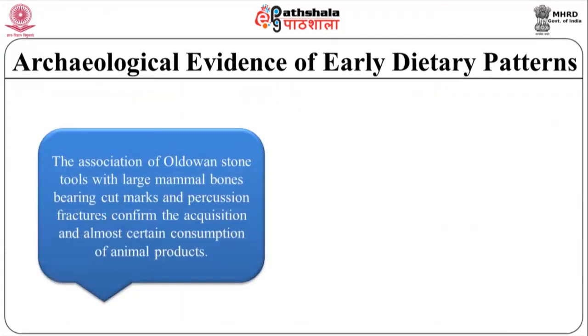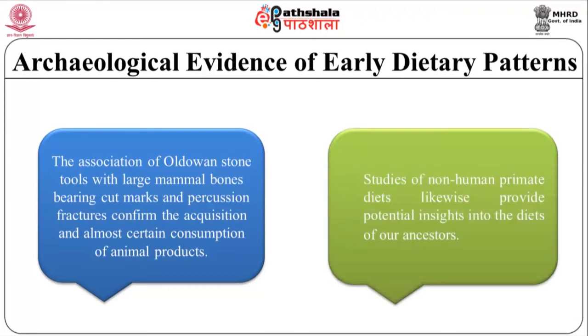The association of Oldowan stone tools with large mammal bones bearing cut marks and percussion fractures confirmed the acquisition and almost certain consumption of animal products. Studies of non-human primate diets likewise provide potential insights into the diets of our ancestors.